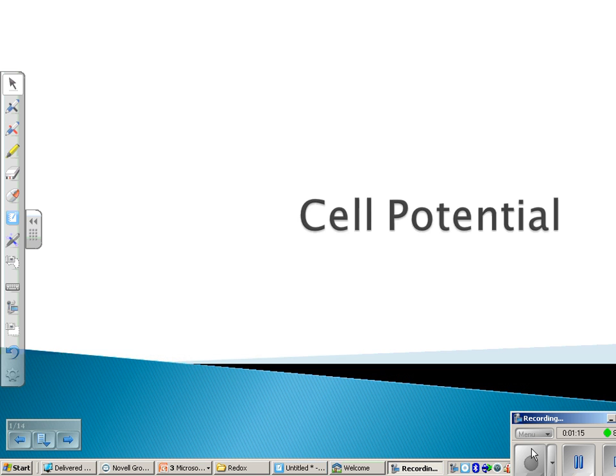Out on your desk, you should also have your notes on cell potential, and then you should also have your standard reduction potential table, that table with all those numbers and equations that I gave you along with your notes. So go ahead and have that sitting out on your desk.